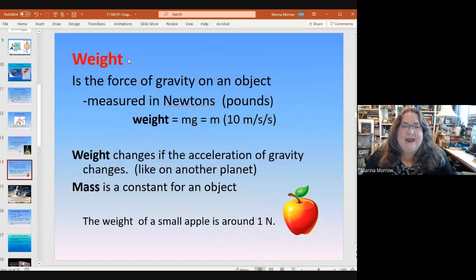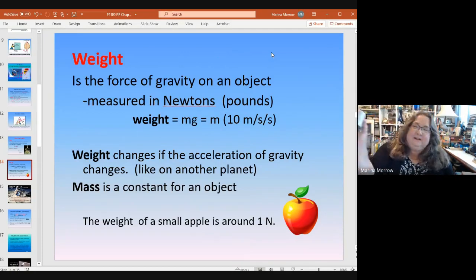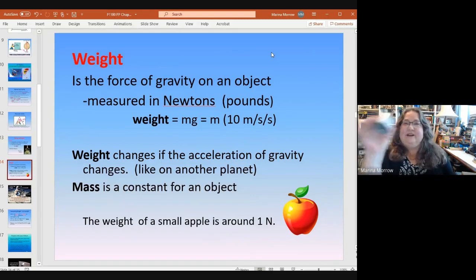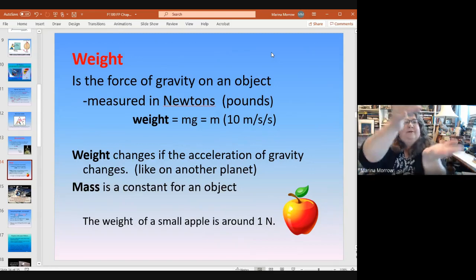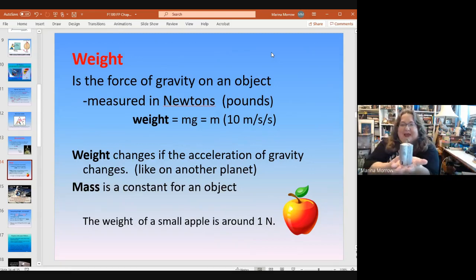Now weight is the force of gravity on an object. So mass is different than weight. Inertia, I can think about as what I have to do to change the motion of the object. So when I wave it back and forth, I'm looking at its inertia. But for weight, I have to weigh it, right? It's the force of gravity. So I have to think about, how hard is the earth pulling on this kilogram weight, right?